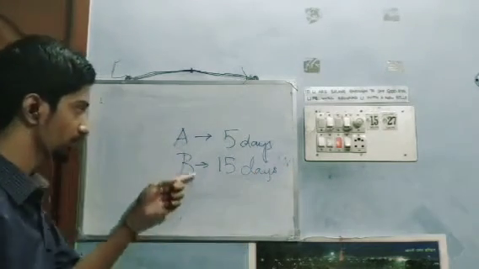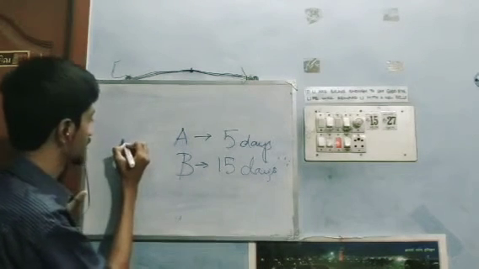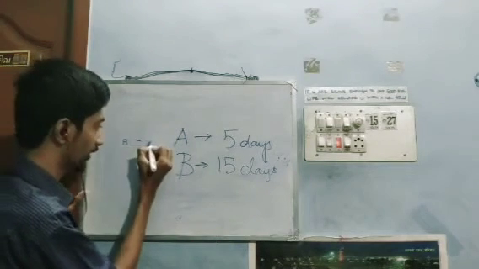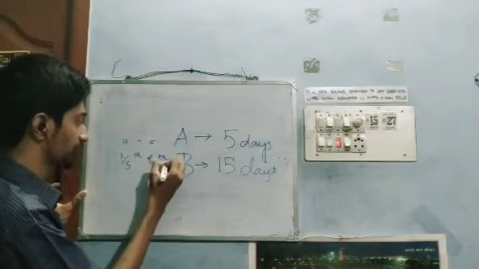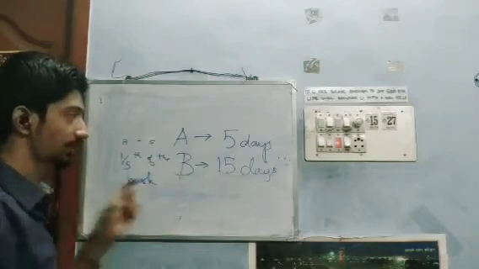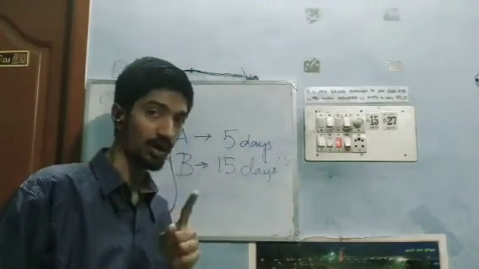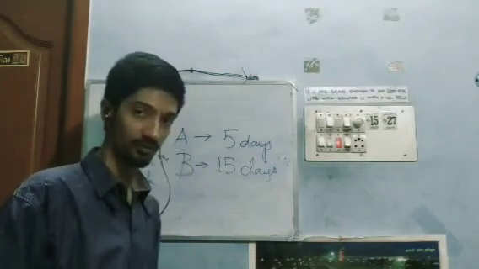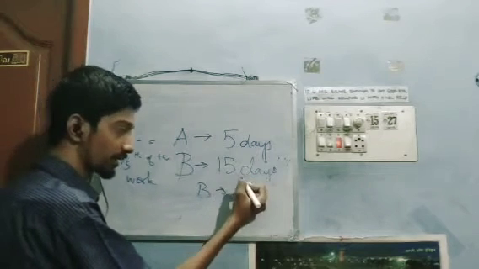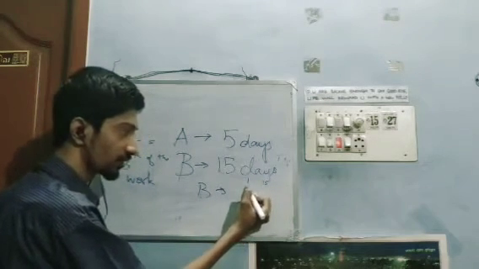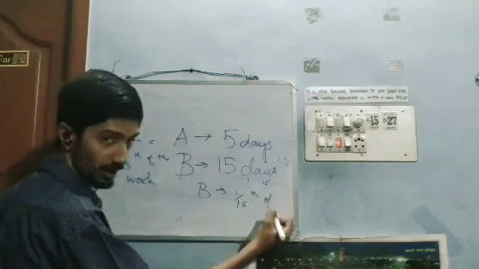So when they are doing it together, let us keep it in this way. A doing it in 5 days means 1/5 of the work is done by A in 1 day, correct? Because he is doing it in 5 days. So what about B? He will do the work in 15 days. So in 1 day it will be 1/15th of the work, correct?